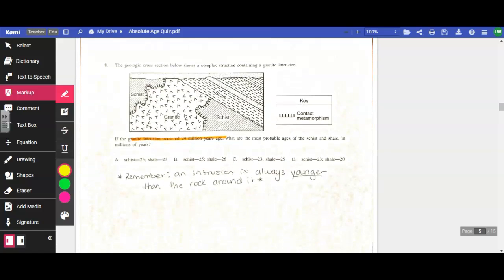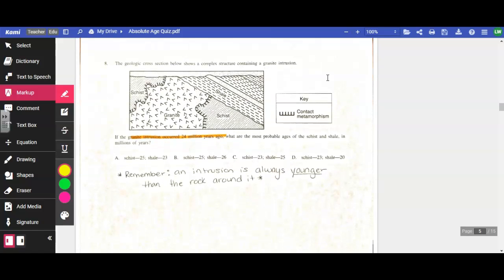Number 8. We have this geologic cross-section below showing a complex structure containing a granite intrusion. Granite intrusion right here. If the granite intrusion occurred 24 million years ago, what's the most probable ages of the schist and the shale? So remember, an intrusion is always younger than the rock it goes through. So it's going through the schist, so we know the granite is going to be younger. The granite is 24 million years old.